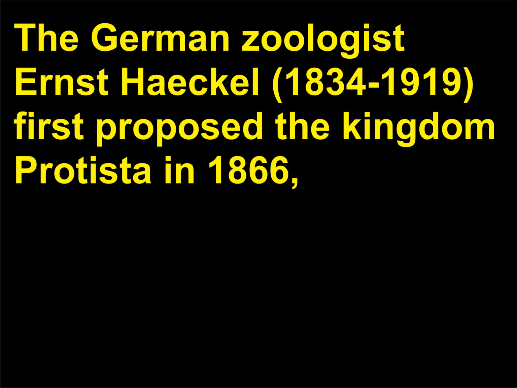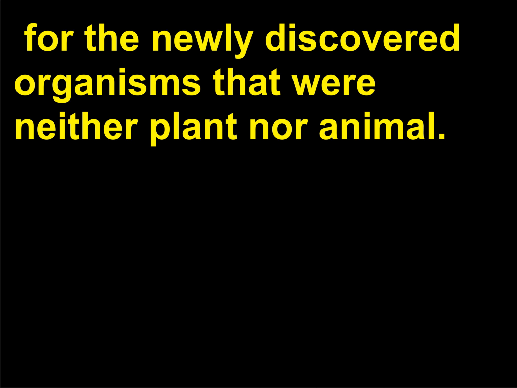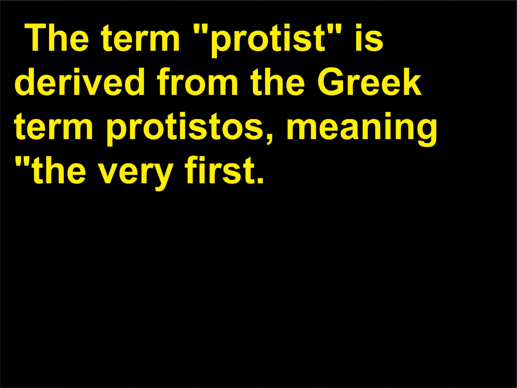Who first proposed the kingdom Protista? The German zoologist Ernst Haeckel, 1834-1919, first proposed the kingdom Protista in 1866, for the newly discovered organisms that were neither plant nor animal. The term protist is derived from the Greek term protistos, meaning the very first.